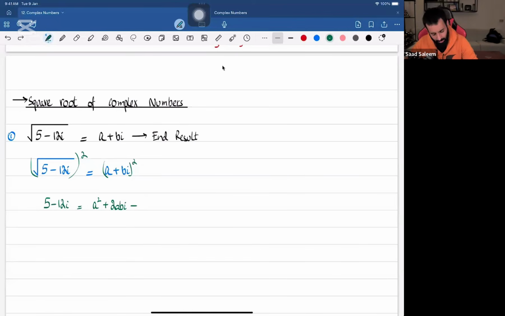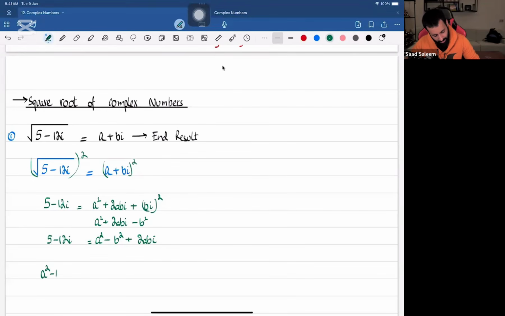Yeah, so I'll do it. Plus b iota whole square. So this becomes a square plus 2ab iota minus b square. Now rearrange it in such a way that you write the real components first and the imaginary after. So it's a square minus b square plus 2ab iota, which is equal to 5 minus 12 iota.